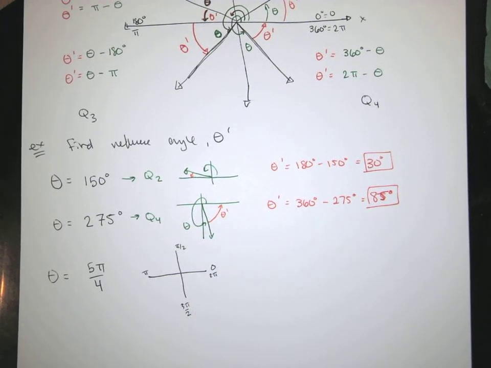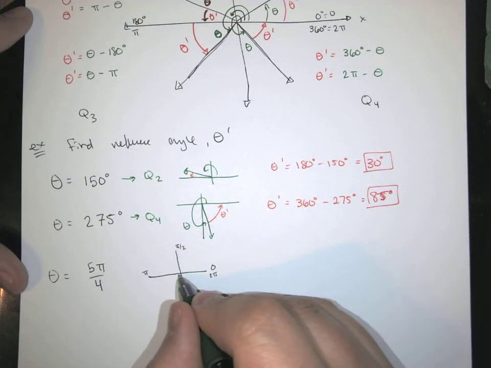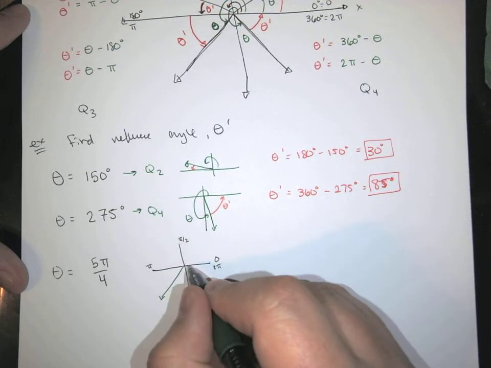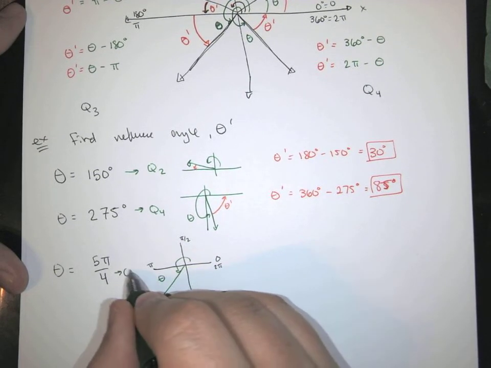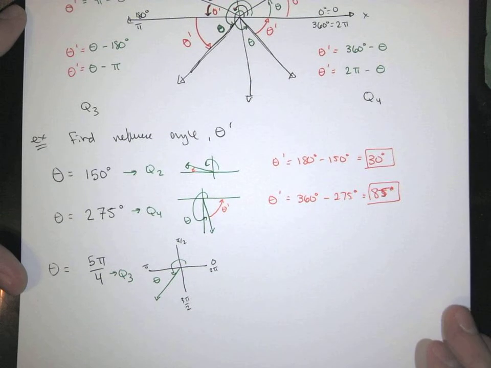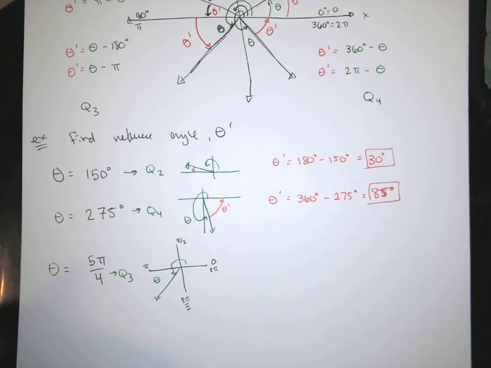So 5 pi over 4, if we think of this almost like converting from an improper fraction into a mixed number, would be 1 1/4 pi. So 1 pi is here, then 1/4 pi past that. So we should be in quadrant 3. So our theta is here, we're in quadrant 3. That position determines what kind of math we should set up. You can kind of see it up here in that third quadrant.